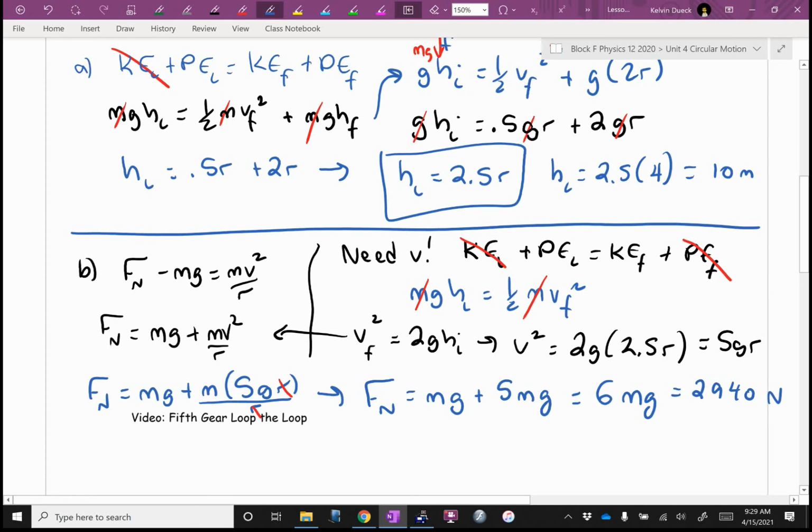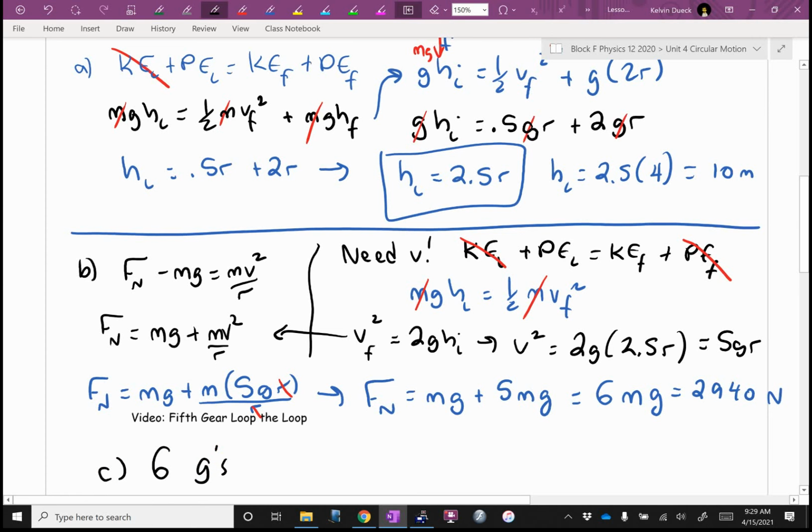What's your normal? mg? What normal is this person experiencing? What's your normal? 1 mg, right? Oh, I accidentally erased the g. What normal is this person experiencing? So part C, how many g's are they pulling?